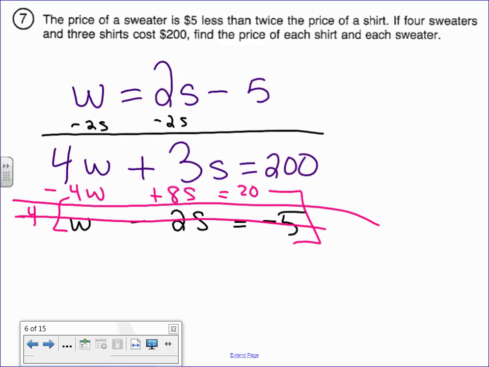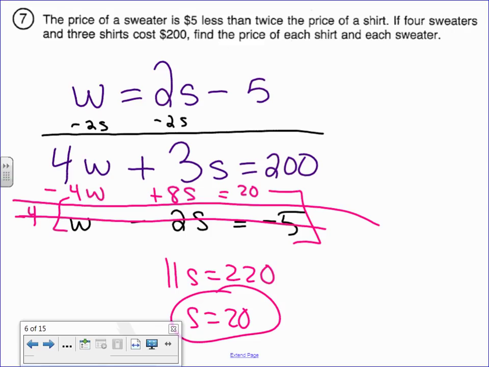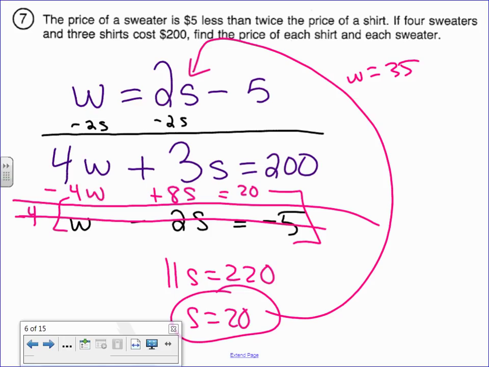All my w's will go away. I'll have 11s, and I'll have 220. After dividing by 11, that gives you 20. Okay. Since I got s to be 20, I'll just go plop it right about here. That'll give me my w quickly. 2 times 20 is 40 minus 5. That's 35. So I don't know how you want to put this as far as a coordinate. You could go with 20, 35. Just make sure you label that this is s and this is w, since they're not really x's and y's.